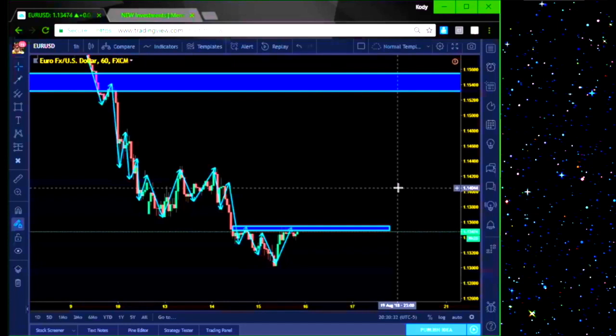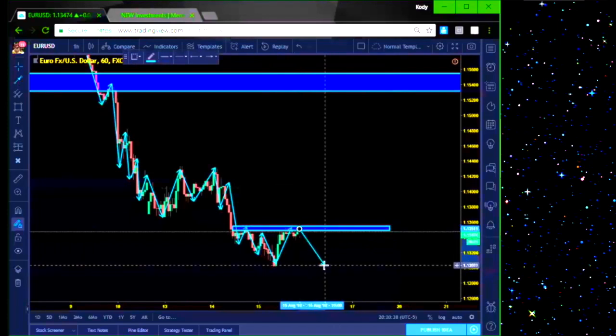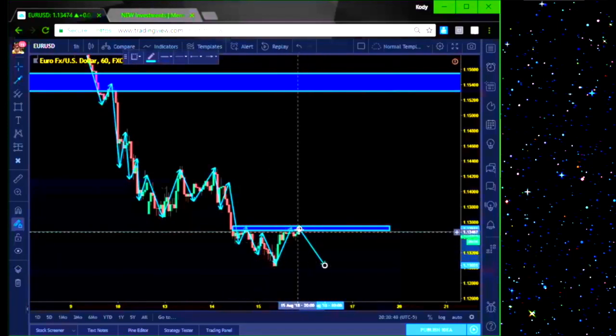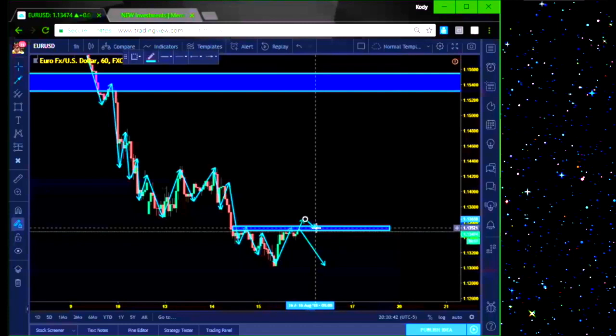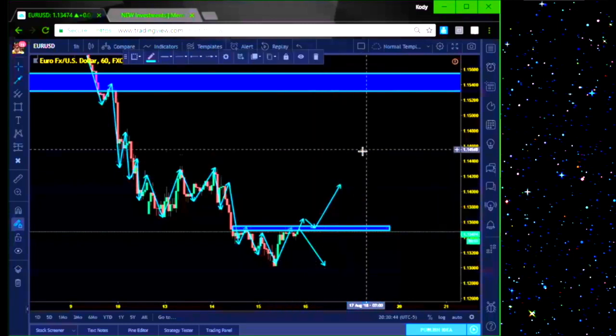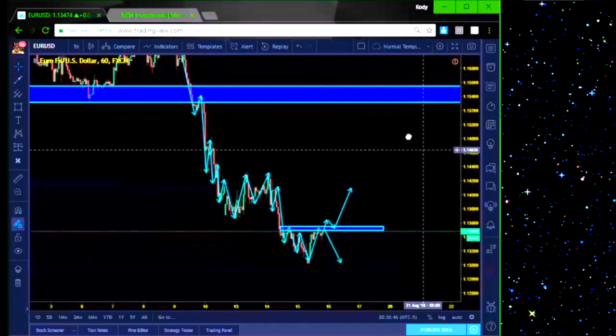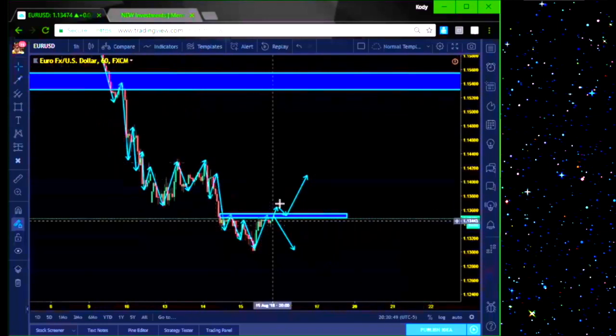Still bearish. Yep, still bearish until this breaks. So the trading plan for EU on the 1 hour is sell probably to the recent lows, and if this breaks, you can buy it. It's that simple.